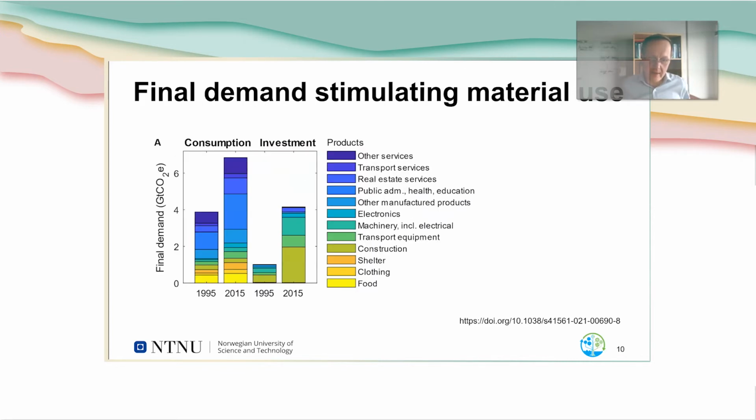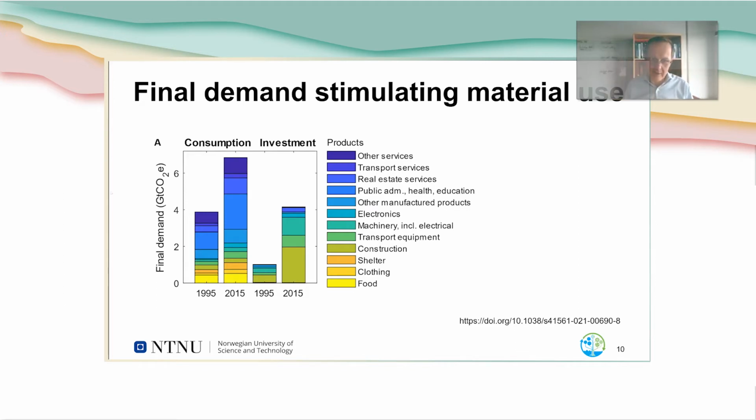Looking at the final demand. So this is the final demand that is driving the use of the materials. We can see that there is a significant portion that is connected to services. So why do services require materials? You don't get a material when you go to the hairdresser. Well, the hairdresser works in the building, right? And the building is made from materials. It turns out that a significant portion of the materials is actually used to provide services in the economy.